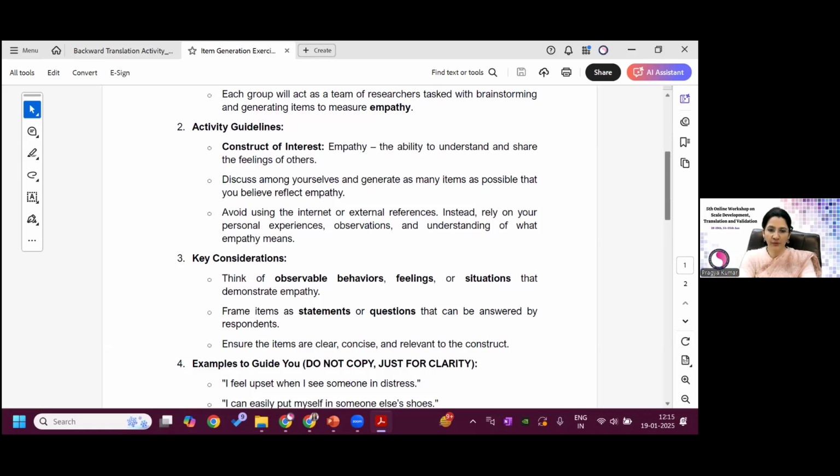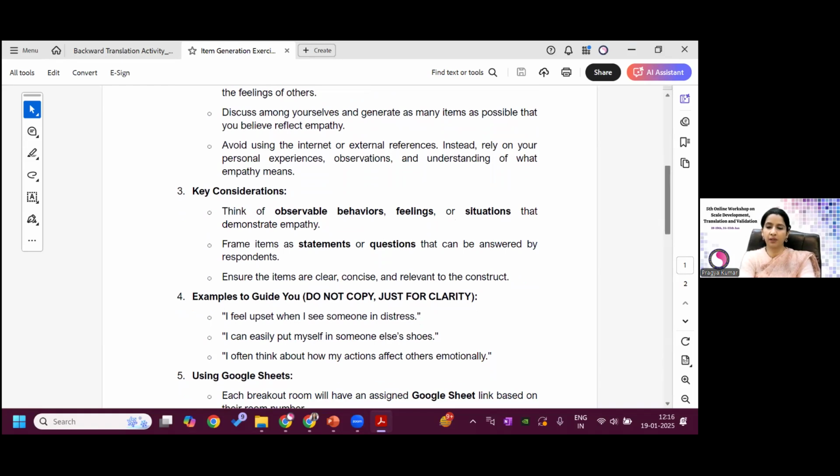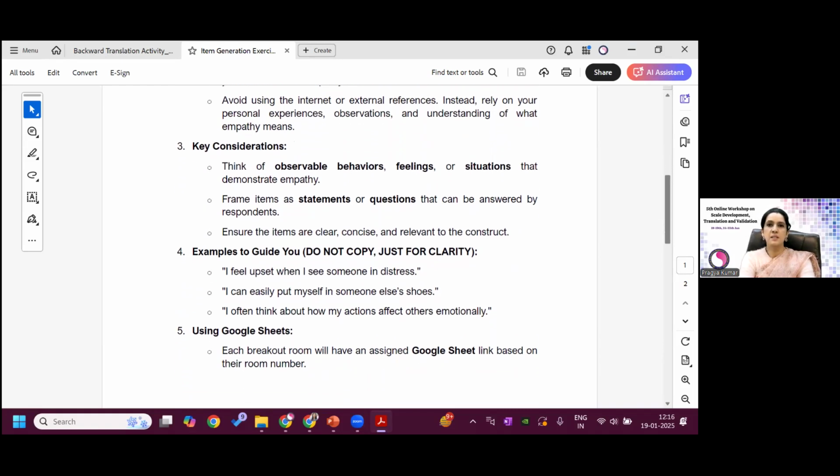You have to think about observable behavior, about the feeling and situation. It is better if you don't copy, because we already have the Toronto Empathy scale and many other empathy scales. If you form any stem on your own, you can enjoy this activity in a better way, because then you have to do the content validity of the scale. These are some stems we have just given as examples: I feel upset when I see someone in distress. I can easily put myself in somebody else's shoes. I often think about how my actions affect others emotionally.